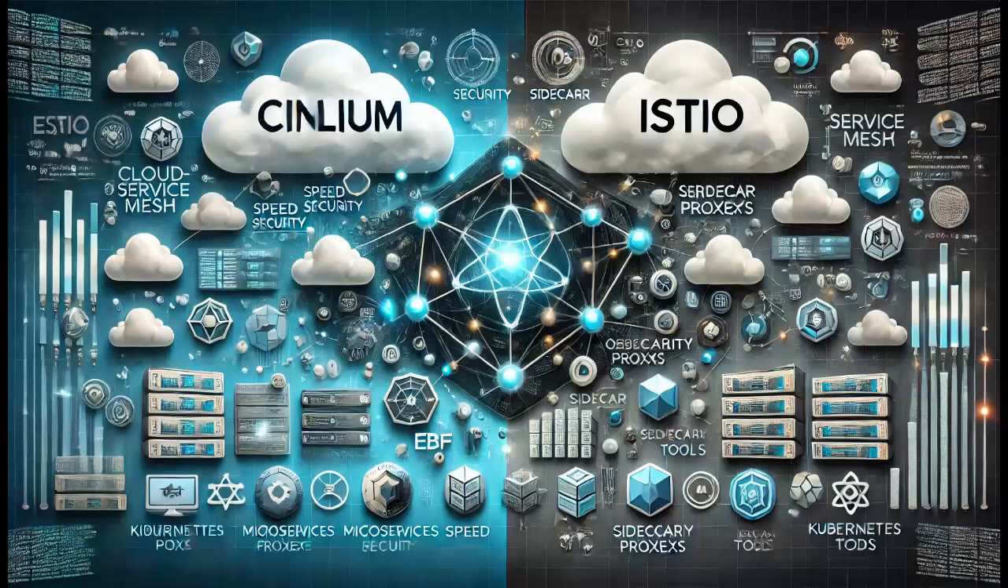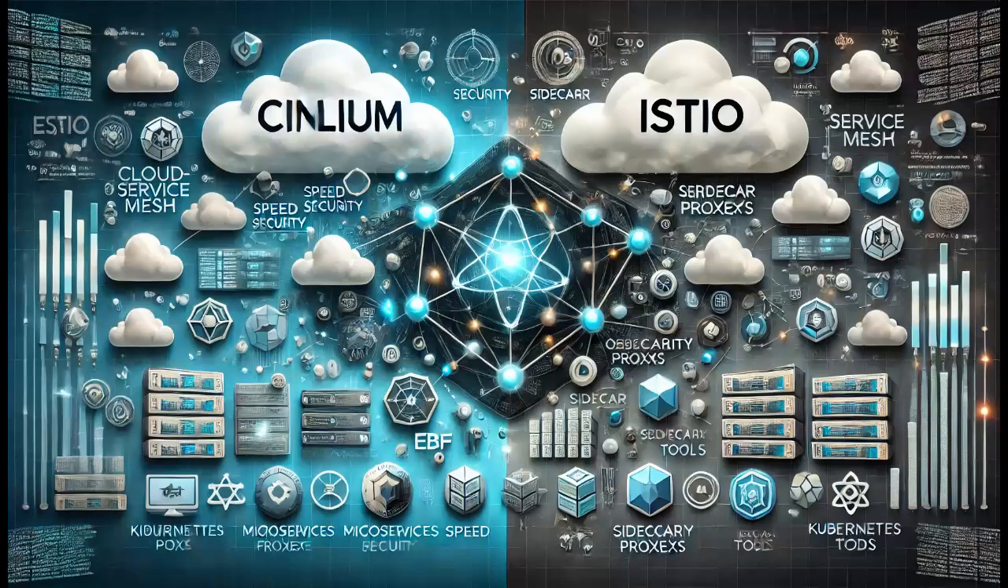We're going to be using this fantastic article called Comparing Cilium and Istio: choosing the right tool for your cloud-native network needs as our guide today. By the end of this deep dive, you'll be able to choose the best tool for your own Kubernetes project. So let's dive in.